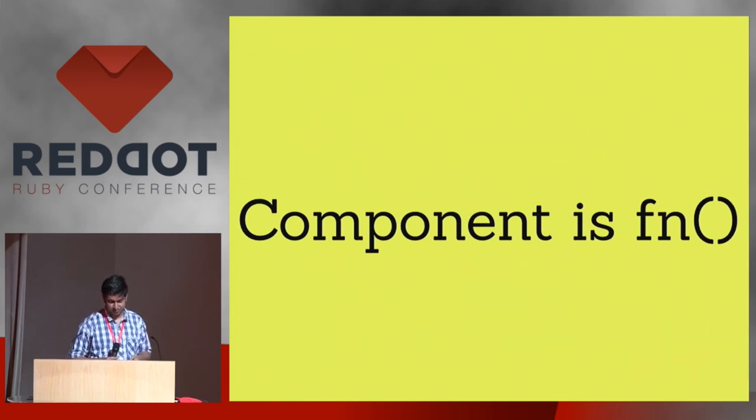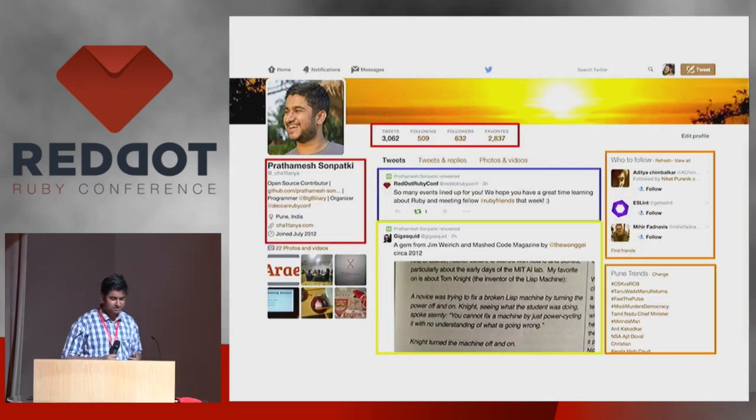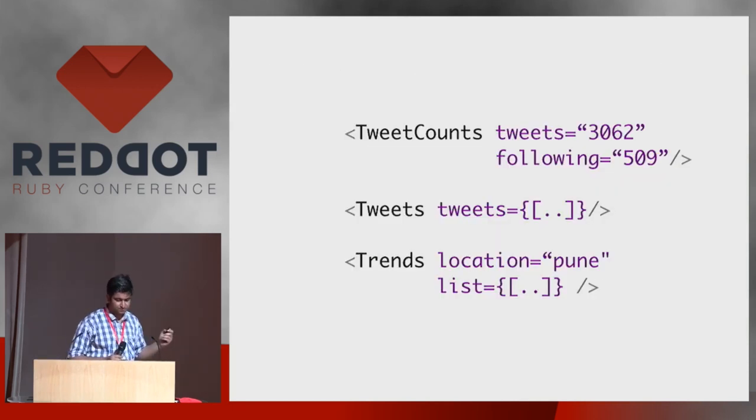Now let's look at my Twitter timeline. If we want to render it using React, what we'll do is break things into different parts. Like the profile information can go in its own component. All the tweets will go in their individual tweet components. And we can break the other parts also. So for tweet counts, if we want to render the tweet counts, we send it the data that it needs, like tweets count something, following count something.